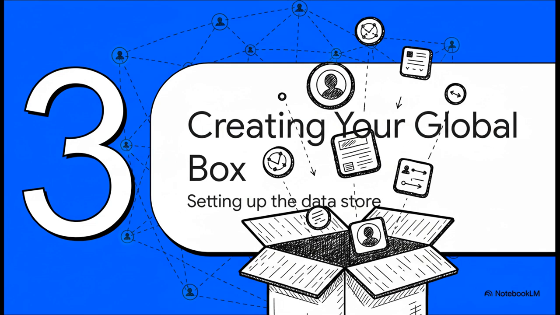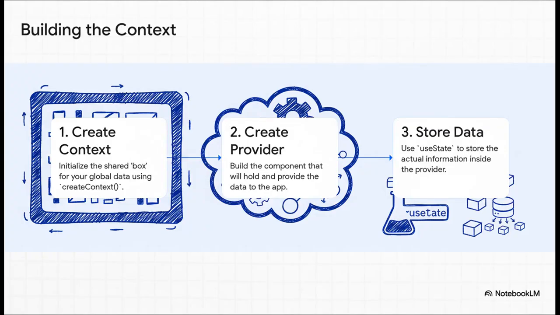Okay, that sounds great in theory, but how do we actually build this thing? Let's get our hands dirty and create one of these global boxes right now. We'll use it to store our users' information. It's actually just a three-step process, and we can do it all in one file to keep things nice and tidy. Step 1, we'll create the empty context, the box itself. Step 2, we'll create a special component called a provider. This is the thing that will hold and provide our data. And Step 3, we'll actually put our data into that provider.